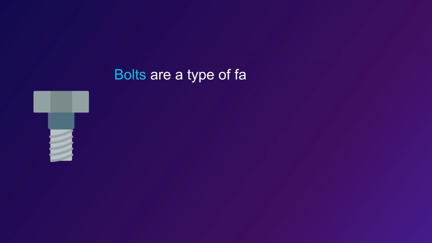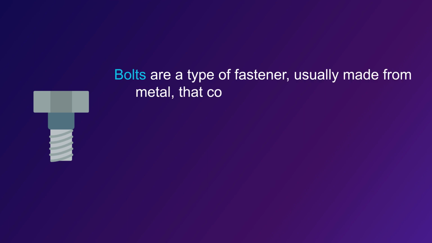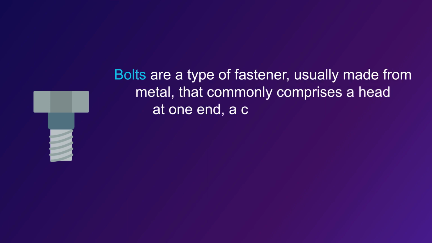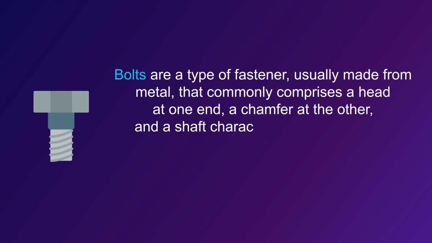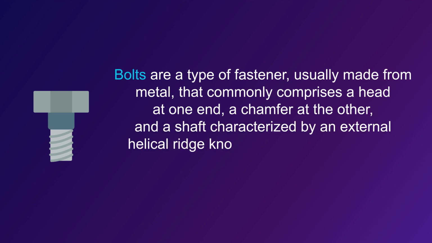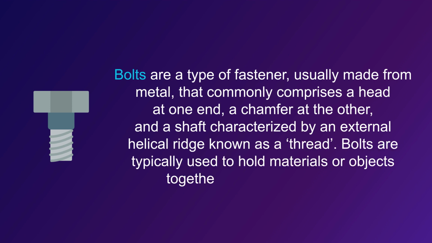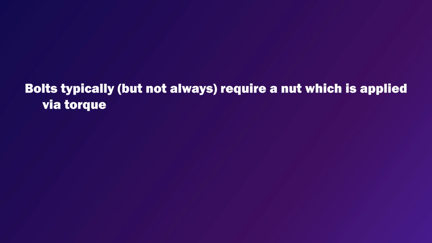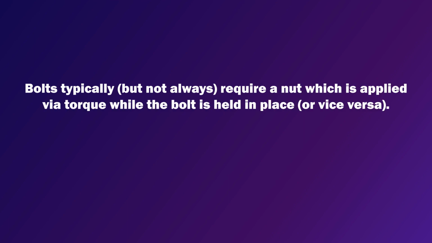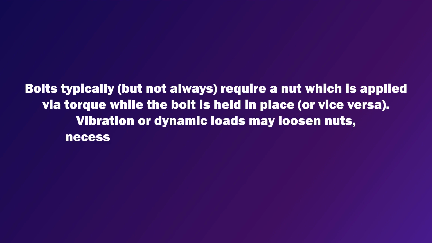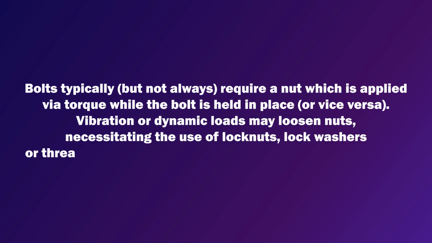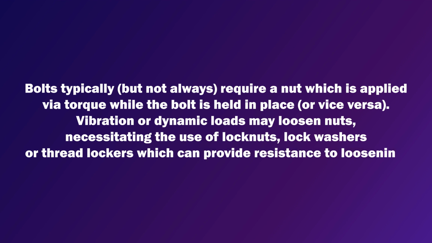Bolts are a type of fastener, usually made from metal, that commonly comprises a head at one end, a chamfer at the other, and a shaft characterized by external helical ridge known as a thread. Bolts are typically used to hold materials or objects together, or to position objects. Typically, but not always, they require a nut, which is applied via torque while the bolt is held in place, or vice versa. Vibration or dynamic loads may loosen nuts, necessitating the use of lock nuts, lock washers, or thread lockers, which can provide resistance to loosening.